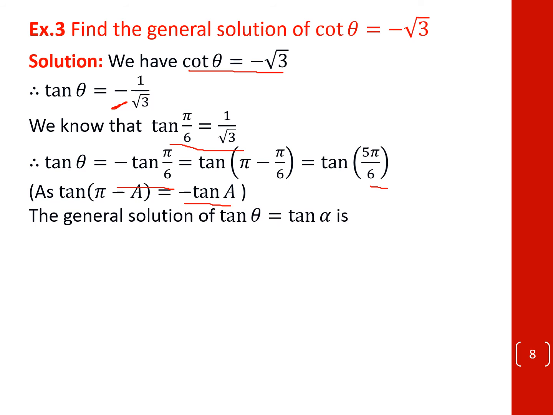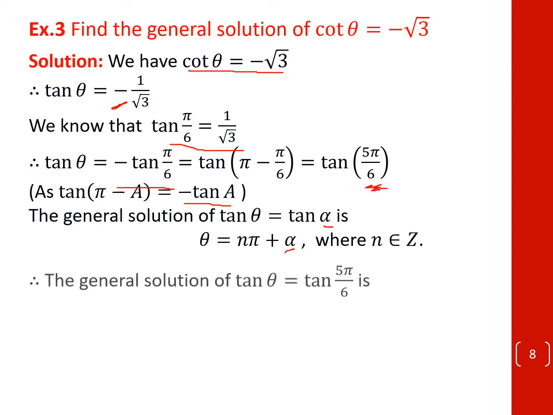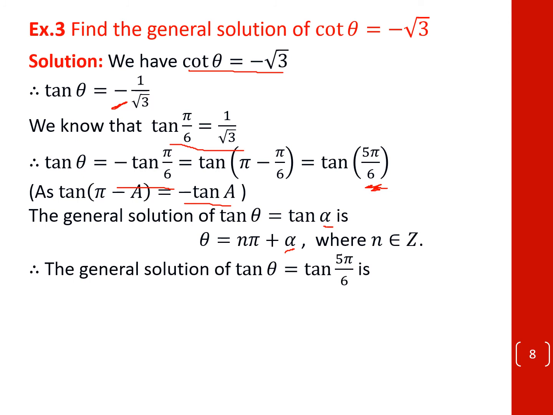Now we know the general solution of tan theta equals tan alpha is theta equals n pi plus alpha, where n belongs to Z. What we have to do, student? In place of alpha we have to write down 5 pi by 6. Therefore, the general solution of tan theta equals tan 5 pi by 6 is theta equals n pi plus 5 pi by 6, where n belongs to Z.